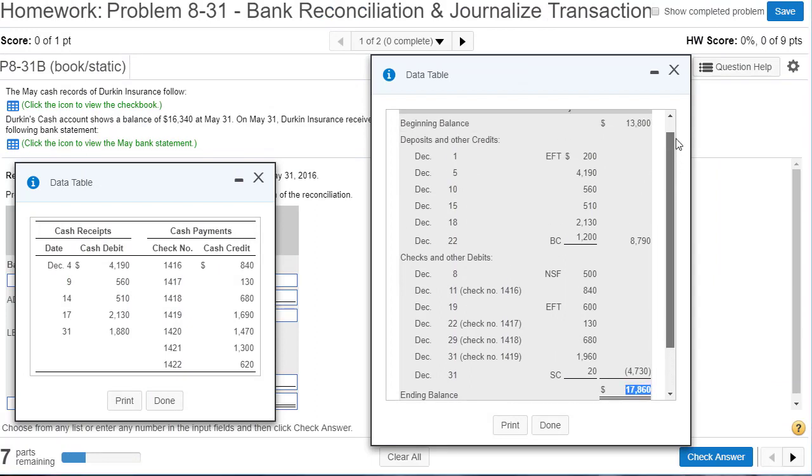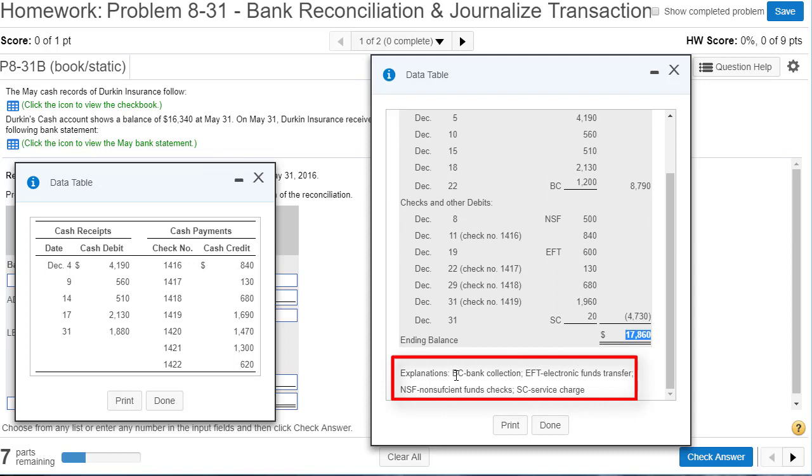And notice I've scrolled down here so that we can see what some of these acronyms stand for. BC, which is right here, stands for bank collection. EFT stands for electronic funds transfer. That means someone went online and transferred funds without using a check. NSF is a non-sufficient funds check. That means someone has written a check and there were not sufficient funds, in other words, not enough funds in their checking account. So the bank is going to take that money out of the account that deposited it. And then SC stands for service charge.